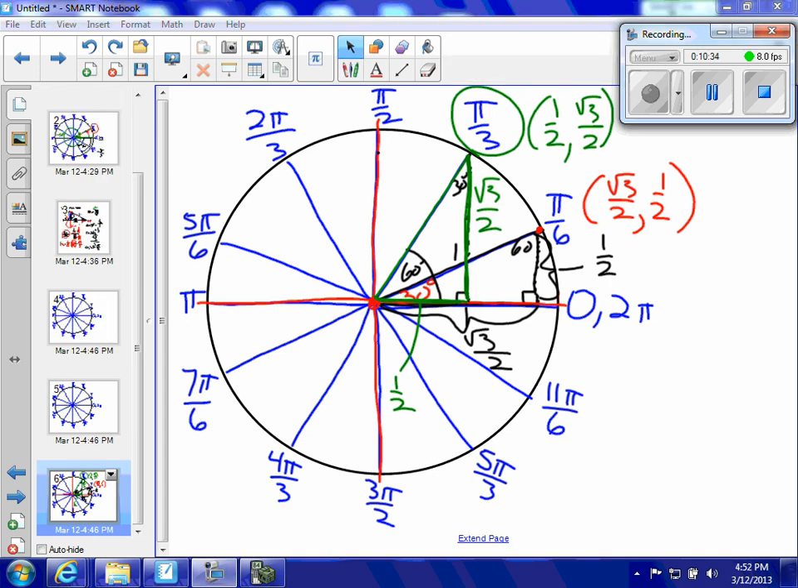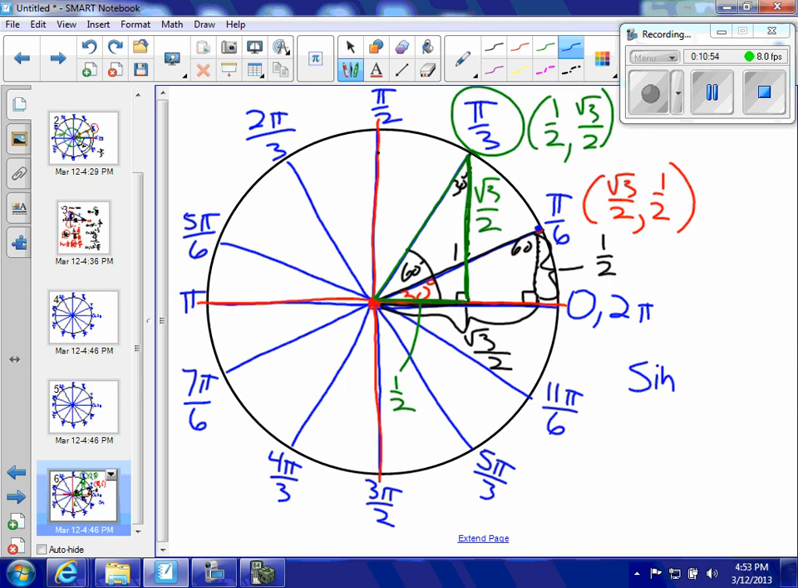So relating this back to trigonometry a little bit, and I'm sorry it's getting a little bit messy, but I'm hoping you can follow my colors. Let's look at this point right here, pi/6, 30, 60, 90 right triangle. I know that the sine of 30 degrees is equal to 1/2, right there. I know that cosine of 30 degrees is equal to radical 3/2.